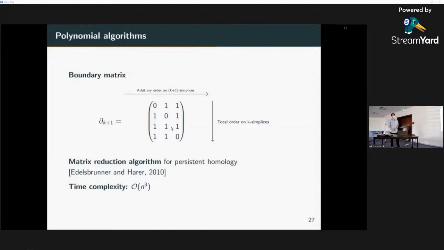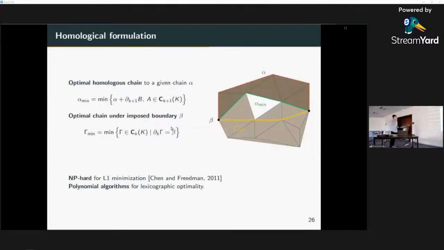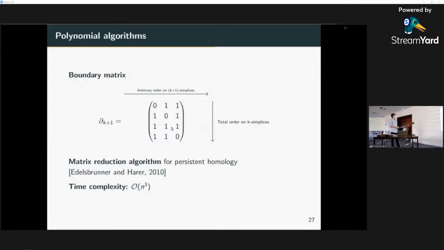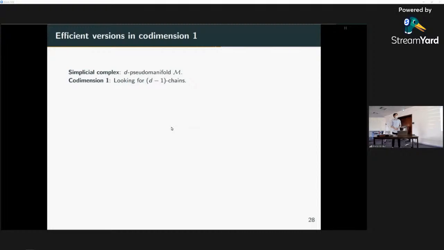Once we have this boundary matrix, we essentially use matrix reduction algorithms that are normally used for computing persistent homology. Those algorithms have cubic complexity in the size of the complex. Once we have these reduced boundary matrices, we have a few nice properties about them that allow us to solve those two problems. Essentially, the complexity of solving those is bounded by the complexity of this matrix reduction algorithm. I want to spend a little bit more time on the efficient versions that we derive in codimension 1. Here, we assume that the simplicial complex we're looking at is a D-pseudo-manifold, and we're going to be looking at (D-1)-chains. So in 3D, we'll essentially be constructing the Delaunay triangulation, and we'll be optimizing for 2-chains.